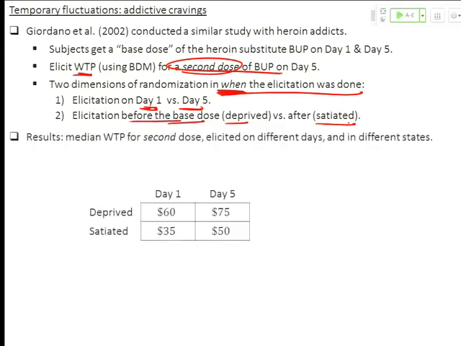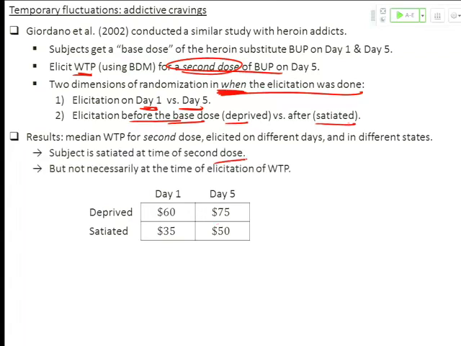And then it's the same thing on day 5. Some of them I come on day 5 before the first dose, and I say, how much would you pay for a second dose right after the first one? And some of them, you take them right into the moment when you're going to give them the second dose. It's on the day, they're in the satiated state, you say, how much would you be willing to pay for a second dose of BOOP? And here are the results in median willingness to pay. So the subject is satiated at the time of the second dose, not necessarily at the time of the elicitation.